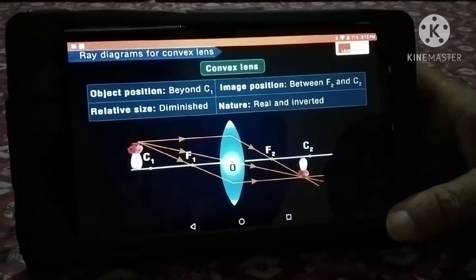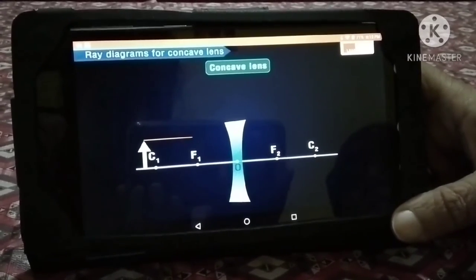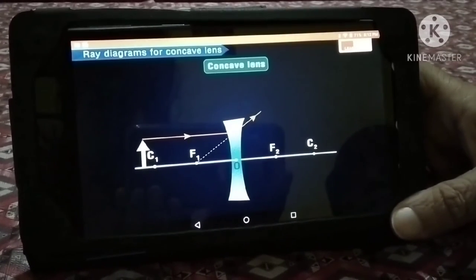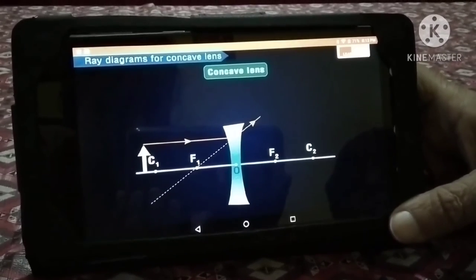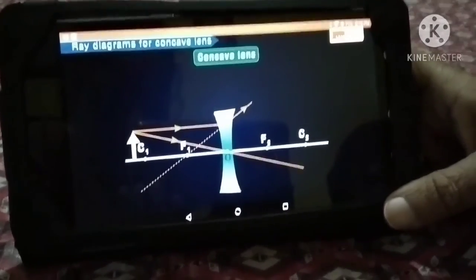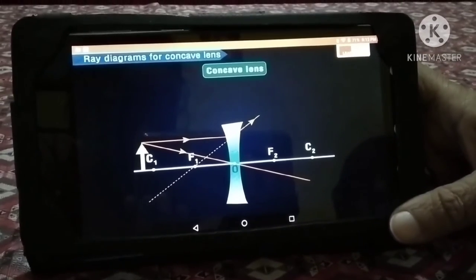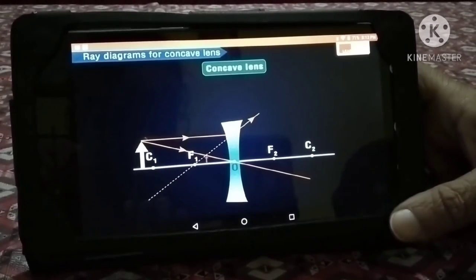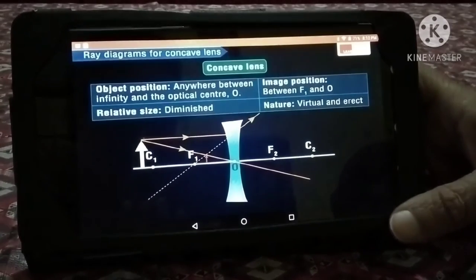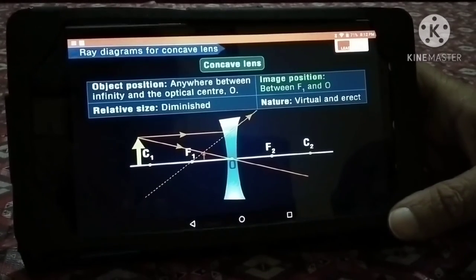Now, let's take the example of a concave lens. Draw a light ray parallel to the principal axis. The ray appears to diverge from the focus after refraction. Let's choose another light ray passing through the optical center. We see that the 2 rays do not meet after refraction, but can be extended backwards to obtain a virtual image on the same side as the object. Thus, a virtual, erect, and diminished image is formed between f1 and O.